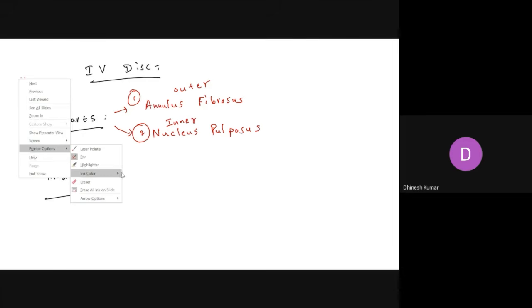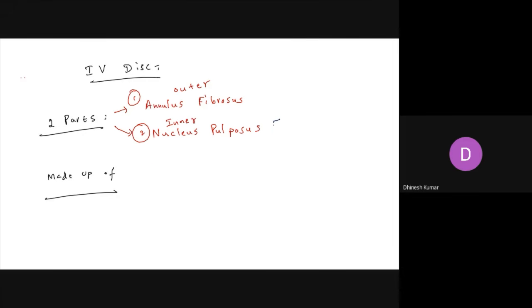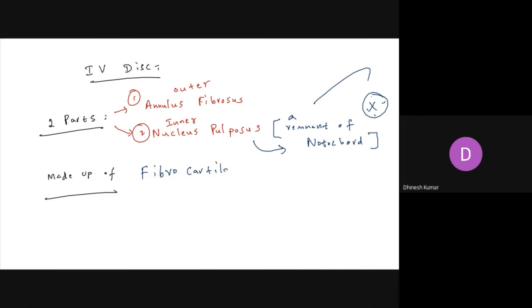One more important MCQ question, this nucleus pulposus is a remnant of one embryonic structure called, yes, notochord. It is a remnant of notochord, which is an embryonic structure. And finally coming to another possible subquestion for the intervertebral disc, it is made up of which type of cartilage? Is it made up of hyaline or elastic or fibrocartilage? Exactly. The intervertebral disc is made up of fibrocartilage.